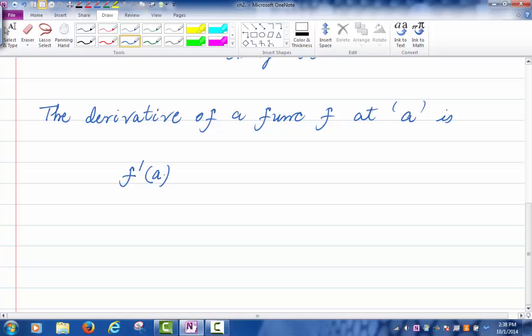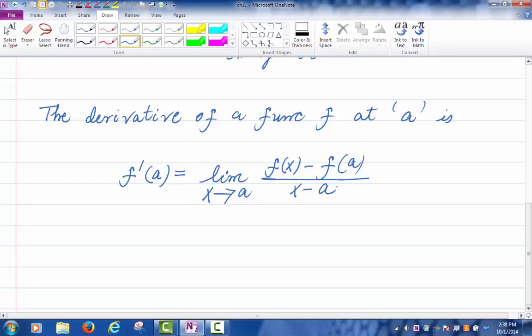So it's denoted by f prime of A, and the derivative at A is given by the limit as x goes to A of f of x minus f of A divided by x minus A. So it's the change in f value divided by the change in input value. So that's the derivative of a function at some number A, and this is the instantaneous rate of change of f at A.